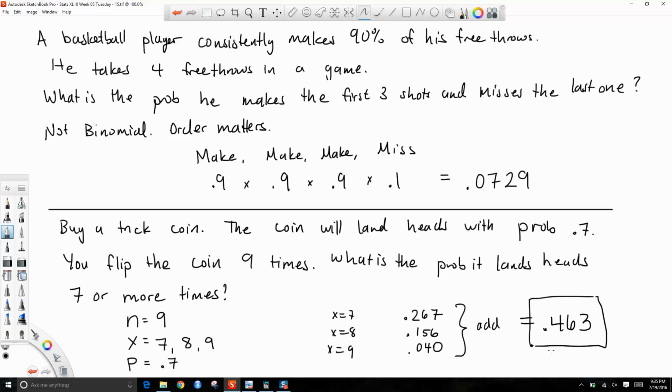You should know what it means for something to be left skewed versus right skewed versus symmetric, and what it means to be unimodal versus bimodal or multimodal.